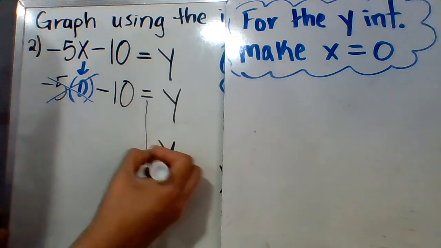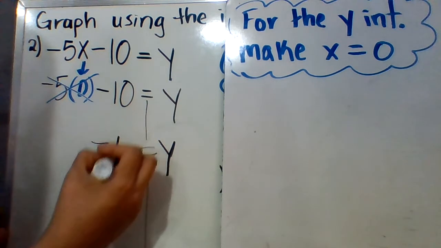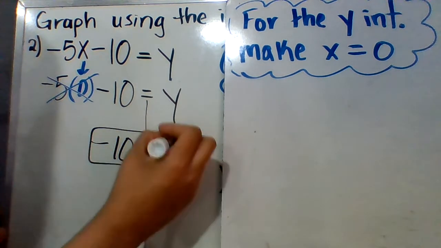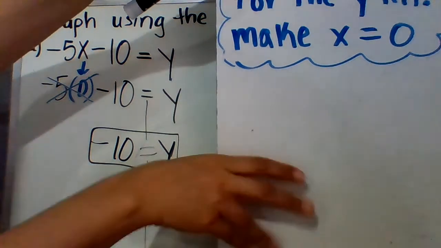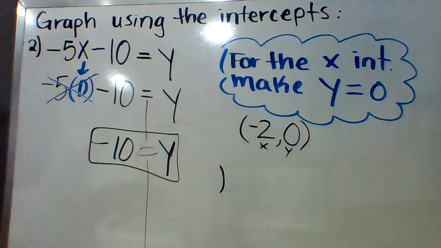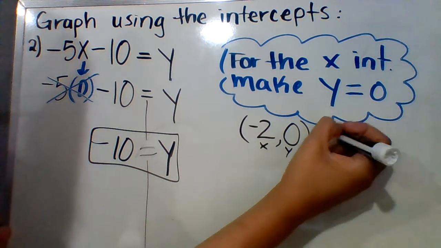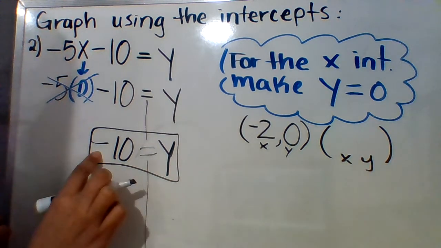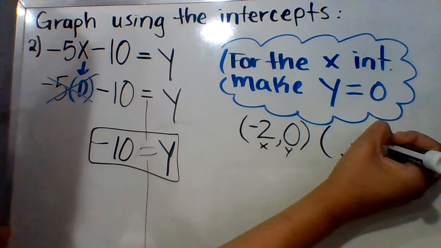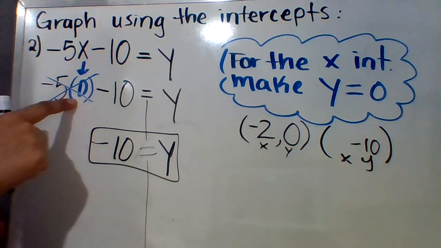Y equals negative 10. Let's write that as an ordered pair with a little x and a y so that we can graph it. So our y-intercept, the y value was negative 10, and we got that after making the x equal to 0.